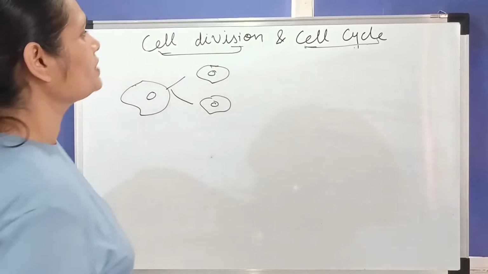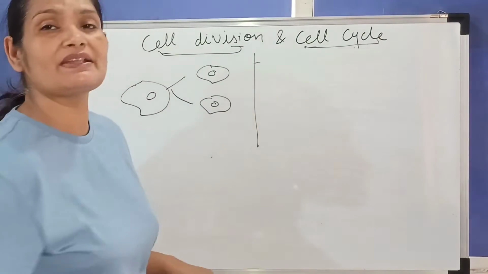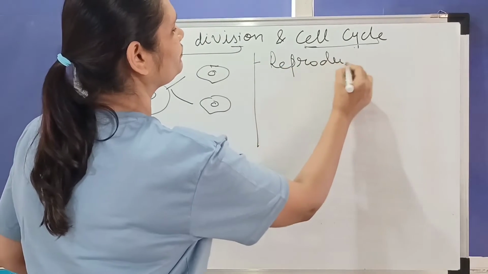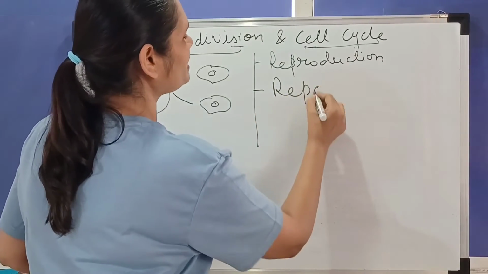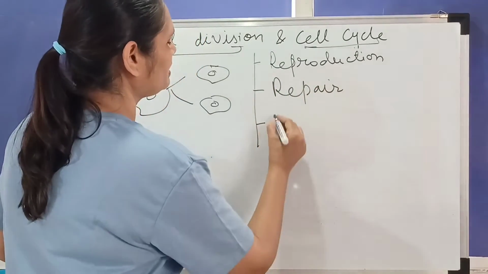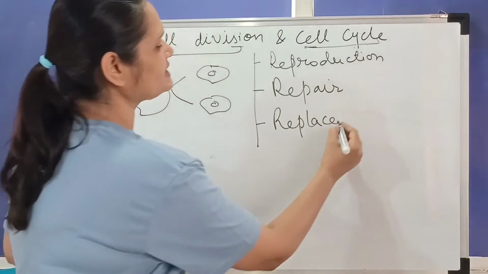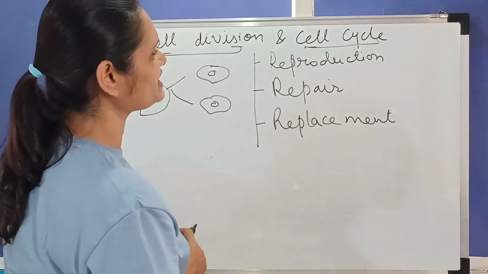Okay. Now, why does this cell divide? So there are different purposes for the cell division. One can be reproduction. Then it can be repair. Wounded cells, they need to be repaired. It can be replacement. Sometimes we see that dead cells need to be replaced by the new cells. So it can be replacement.